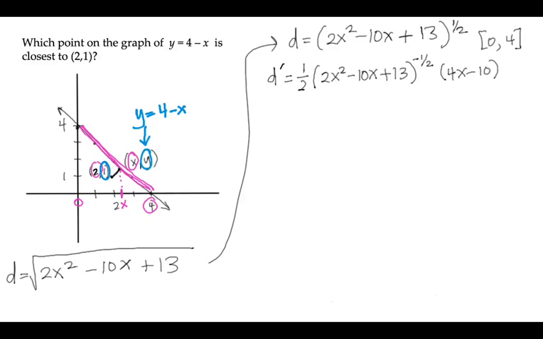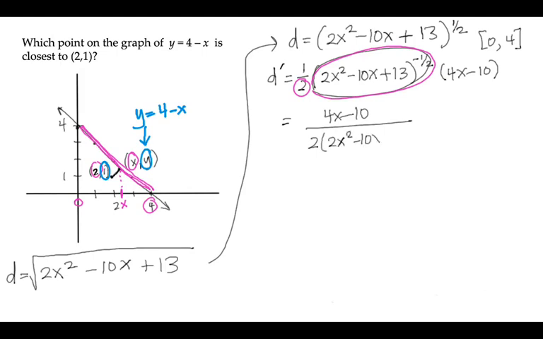Okay, so then let's just simplify this. I'm going to take this business down to the denominator, so all I have left up top is the 4x minus 10. The 2 from the 1/2 is already down in the denominator, and the stuff to the negative 1/2 we can bring down as 2x squared minus 10x plus 13 to the 1/2. And I want to figure out where that is equal to 0. Our derivative, we're going to set it equal to 0.